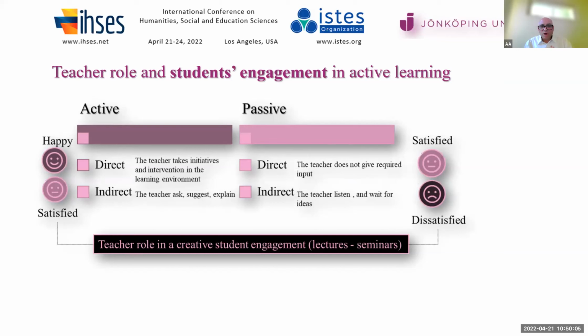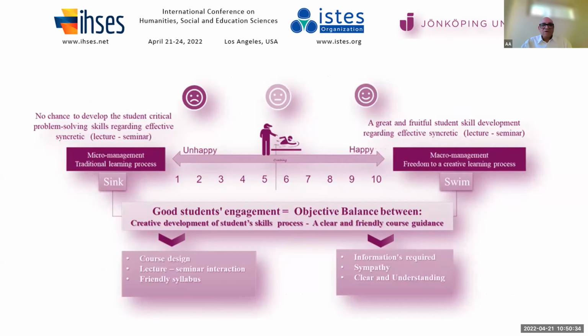So the students' role and the teacher's role, as you can see, range from the active and happy form, where teachers can come and intervene in the learning environment, to a passive, indirect form, in which the teacher just listens to the students and waits for ideas and solutions from them. This can create stress in students and make them not creative. In this situation, we put one map, as you can see here, happy or unhappy. We have micro engagement and macro engagement.